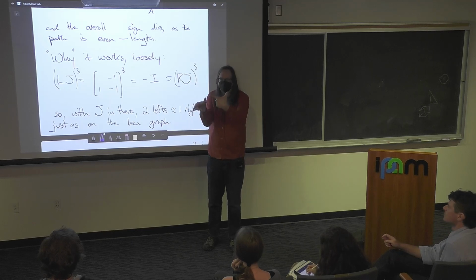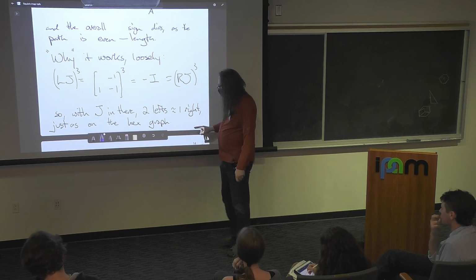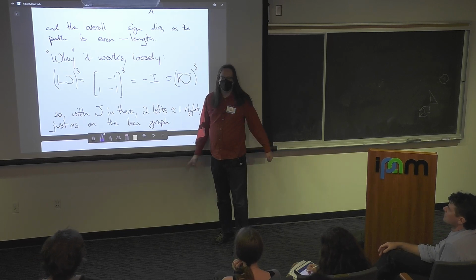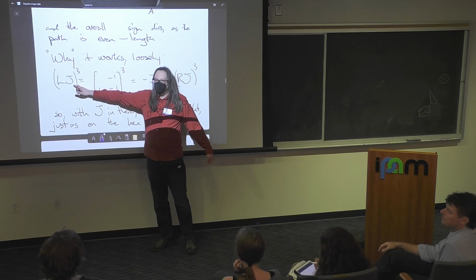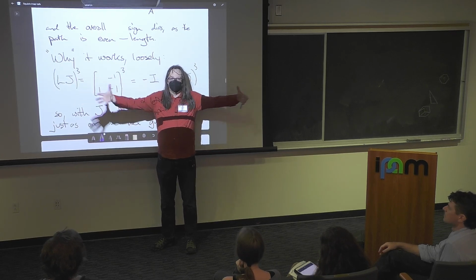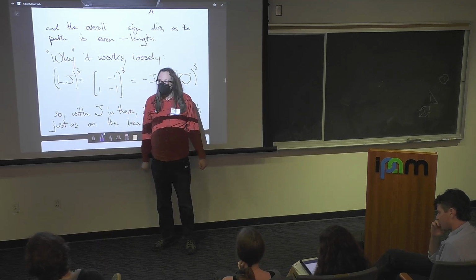That's what you do on the hexagon graph because these are all trivalent graphs with angle 120 degrees. That is, 2 lefts is more or less 1 right, up to some signs and up to putting this tweak in the matrix. The proof that we do basically amounts to telescoping all of the tweaks in this sort of intricate way.